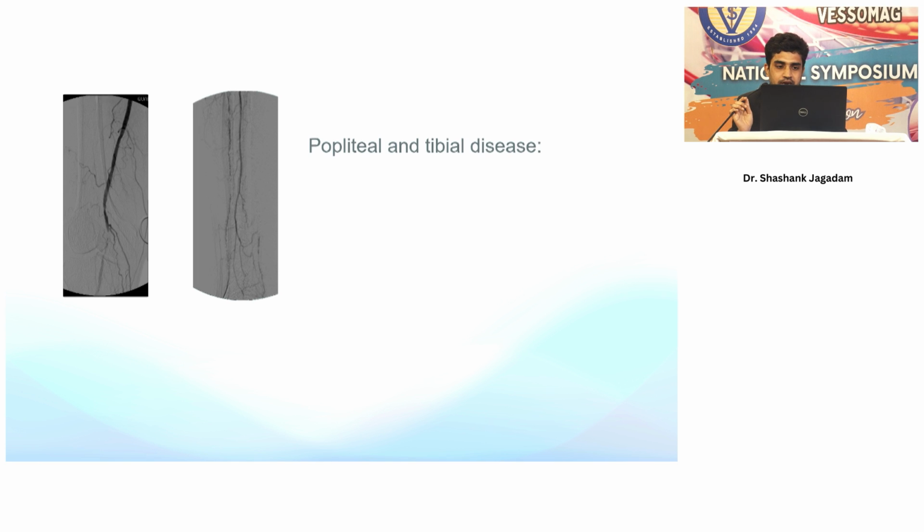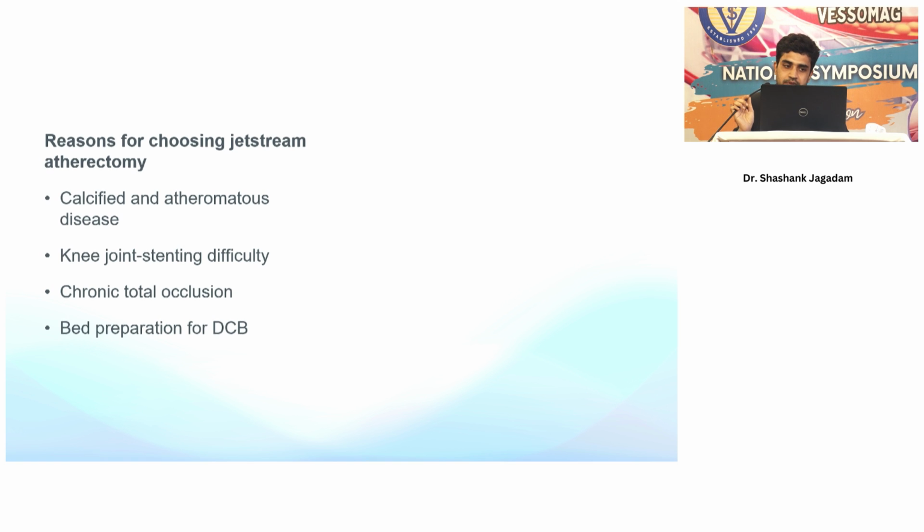For the popliteal and tibial disease, we had 3 treatment options: one was intravascular lithotripsy, another using atherectomy devices, and femorodistal bypass into the distal PTA. Reasons for choosing Jetstream atherectomy: mixed pathology of calcified and atheromatous disease, knee joint stenting difficulty, CTO lesion in P2, and to prepare the bed for DCB.